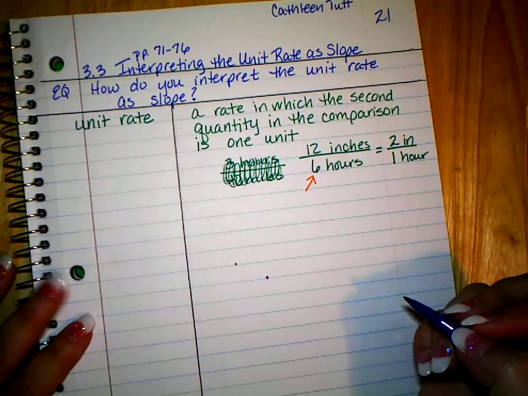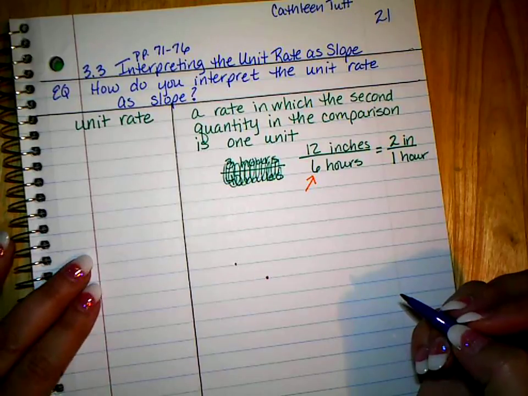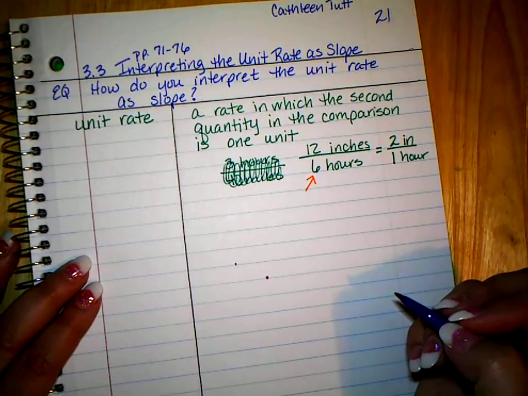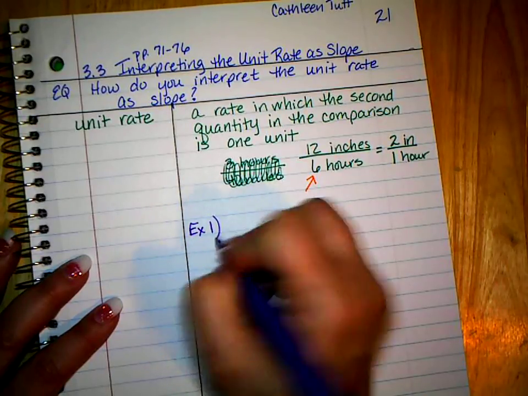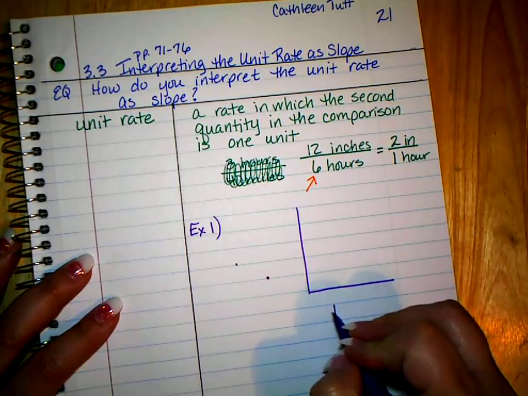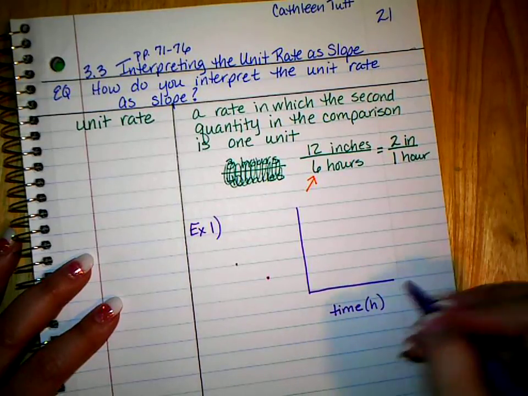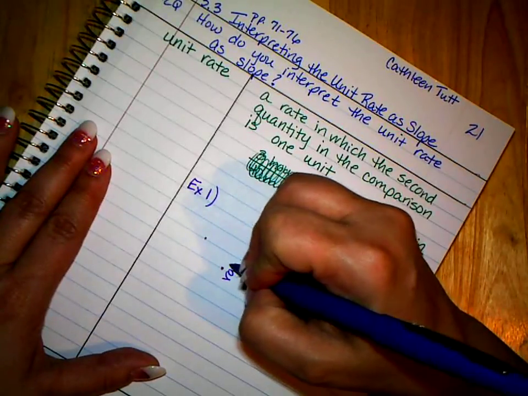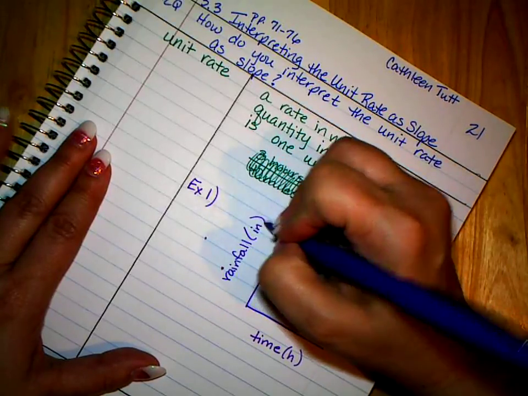There is an example, an activity on page 71 of your book that talks about a storm raging on a mountain, and it gives you a graph, and I'm going to sketch this graph for you. We have time on our x-axis, and that is measured in hours, and we have rainfall. Of course the book says snowfall, but I'm going to make it rainfall in inches.